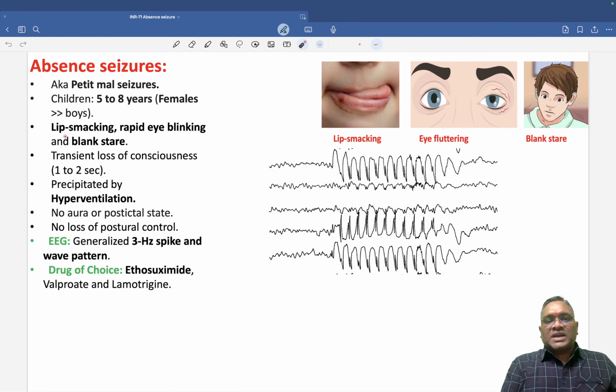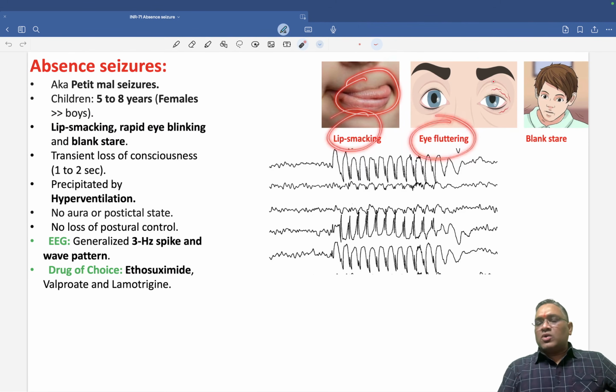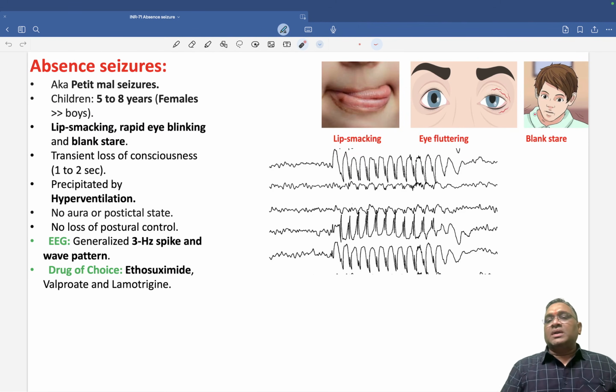So what will be the presentation in this patient? The patient will be having lip smacking, rapid eye blinking and blank stare. So remember, lip smacking and eye fluttering or rapid eye blinking will be present, and they will be having a blank stare. So that is the characteristic of the absence seizure, right? And they will be having transient loss of consciousness, which will span from 1 to 2 seconds. So it's a very short span. So what can precipitate this, right?